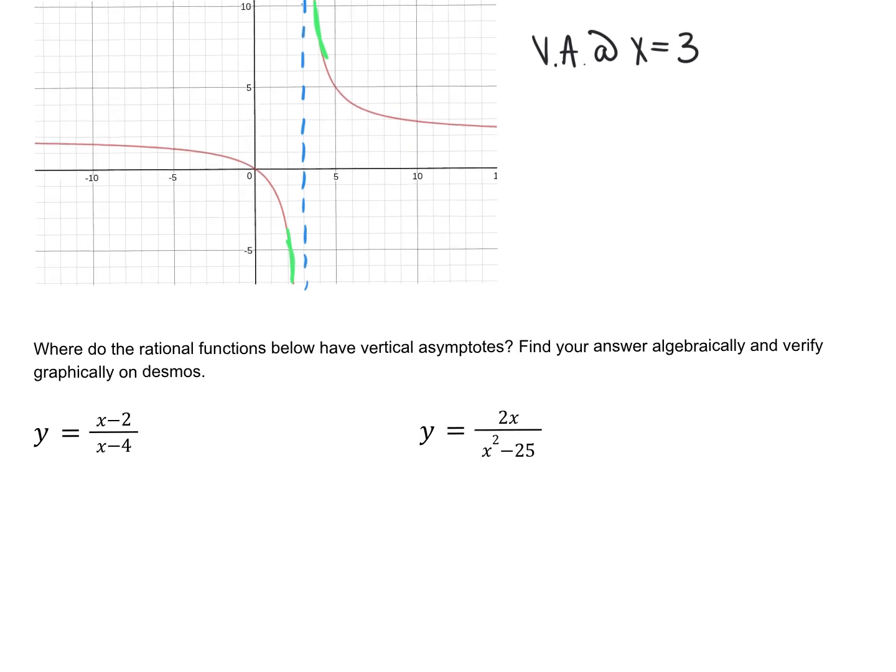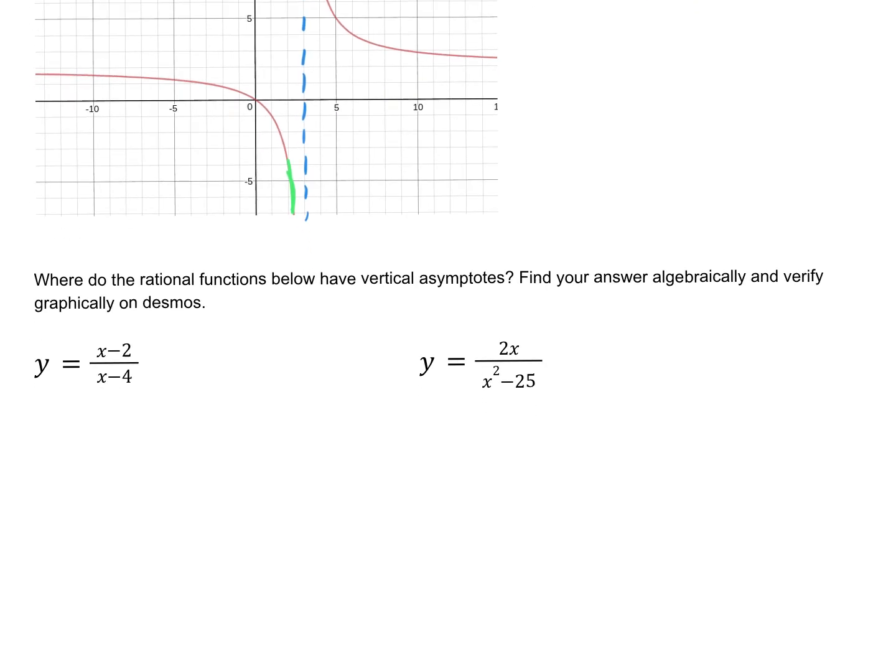So there is a way to determine where a rational function has a vertical asymptote algebraically without graphing it. So that's what I'm going to talk about next, is how to find where an equation has a vertical asymptote. You are more than welcome to verify this graphically with Desmos on your own. I'm not going to do so in the notes. So we have y equals x minus 2 over x minus 4. So in a rational function, you have a vertical asymptote whenever the denominator equals 0, because that's when it's undefined.